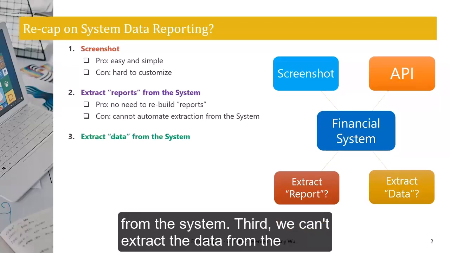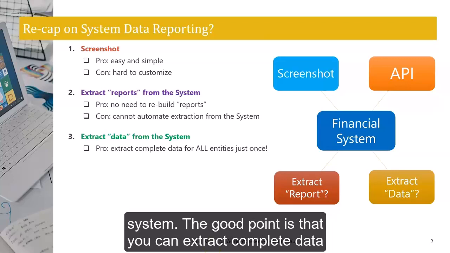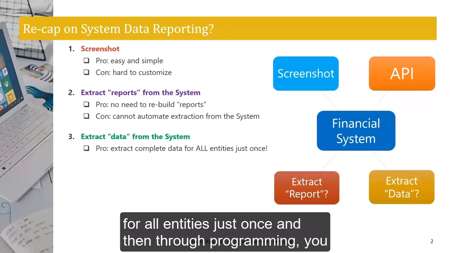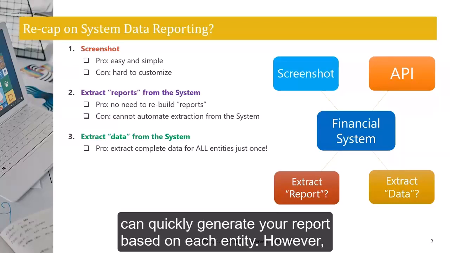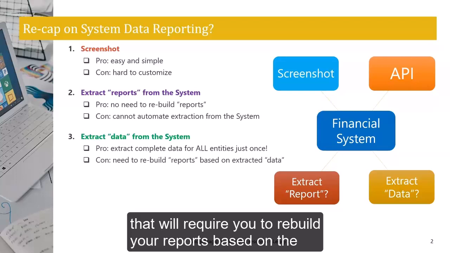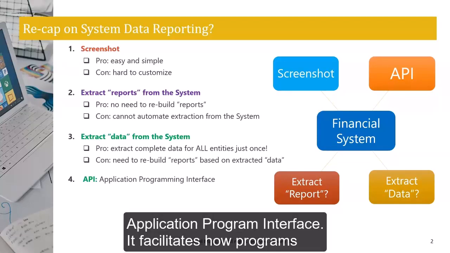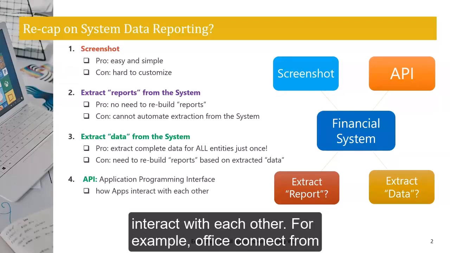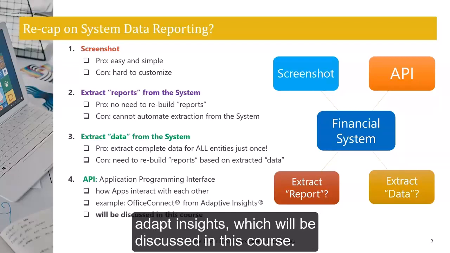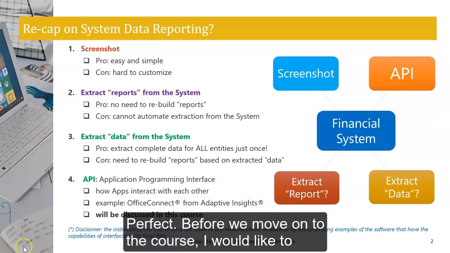Third, we can extract the data from the system. The good point is that you can extract complete data for all entities just once, and then through programming, you can quickly generate your report based on each entity. However, that will require you to rebuild your reports based on the extracted data. Last, API reporting. API stands for Application Programming Interface. It facilitates how programs interact with each other. For example, Office Connect from Adaptive Insights, which will be discussed in this course. Perfect.